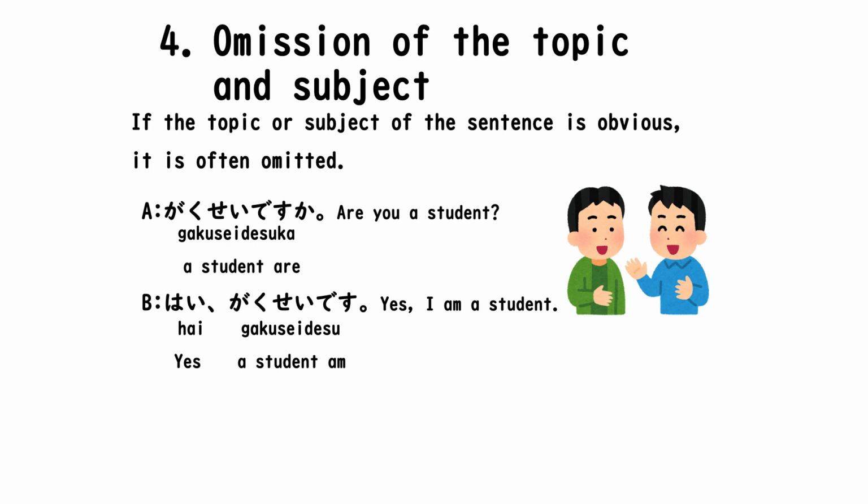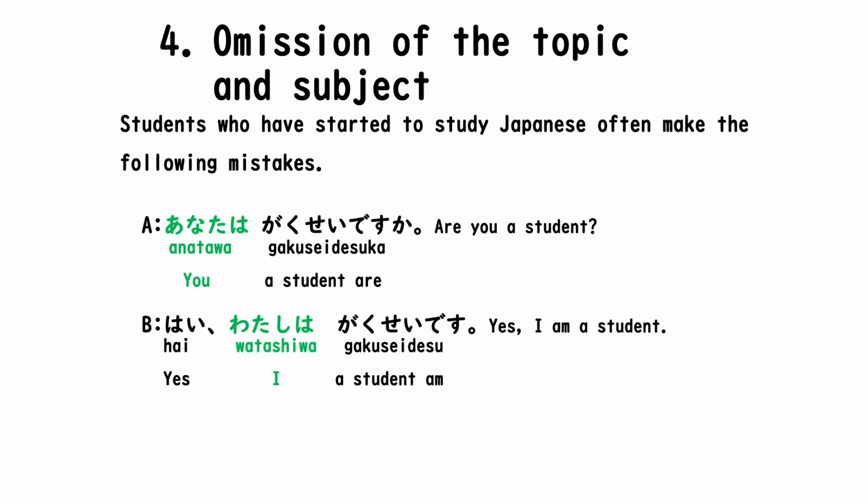In English, the topic or subject is not often omitted. However, in Japanese, the topic or subject is often omitted. Therefore, students who have started to learn Japanese often make the following mistakes. Let's look at the example below. In the first sentence, A asks, あなたは学生ですか? Are you a student? The subject, あなたは is not omitted here.